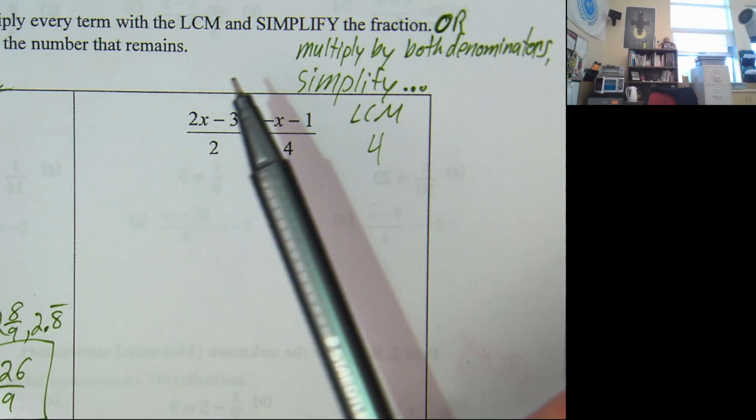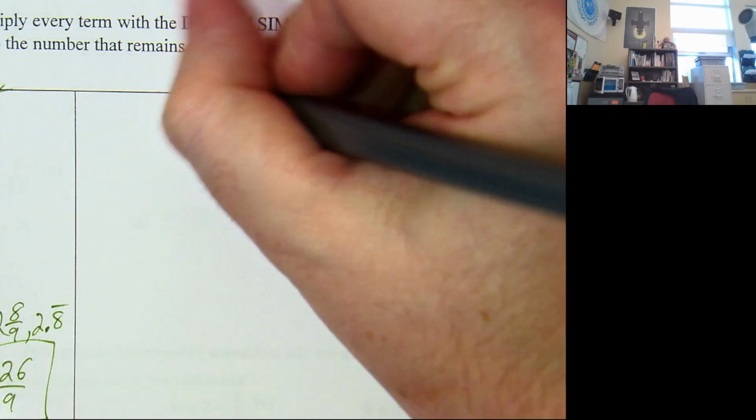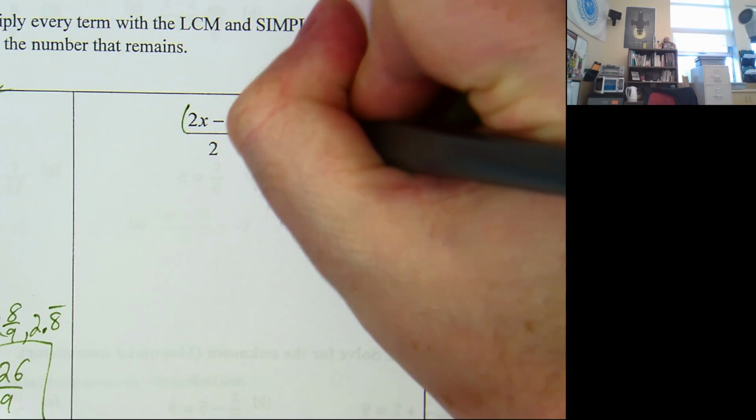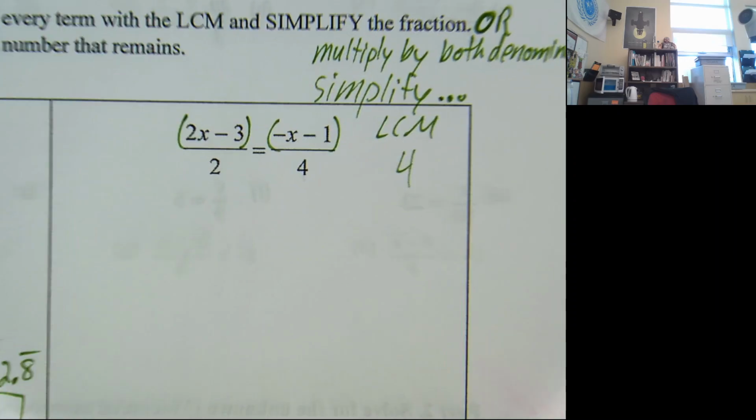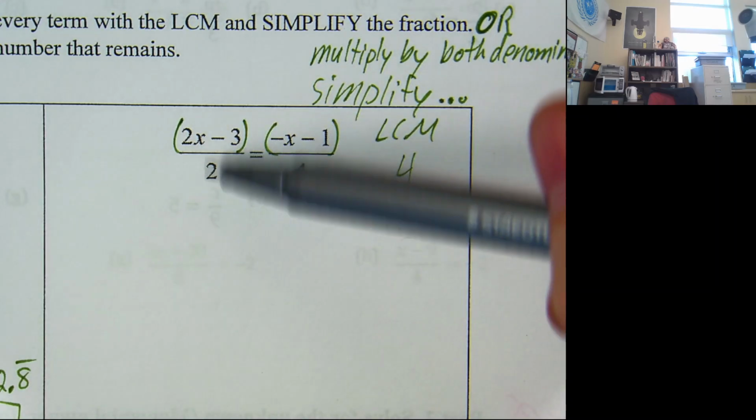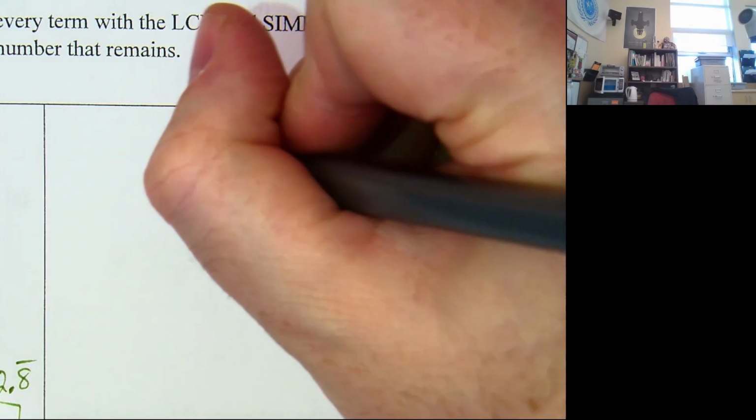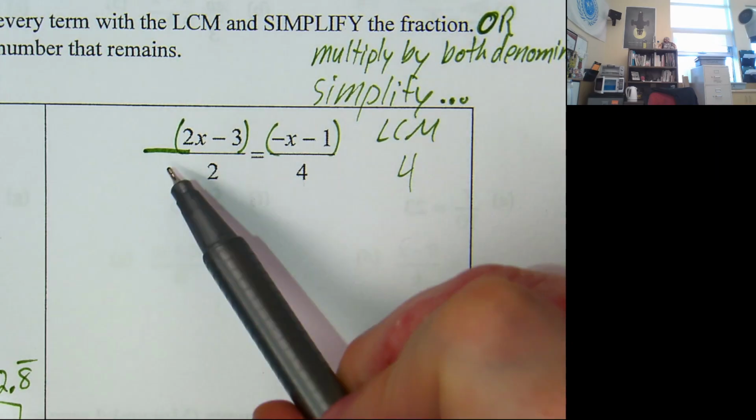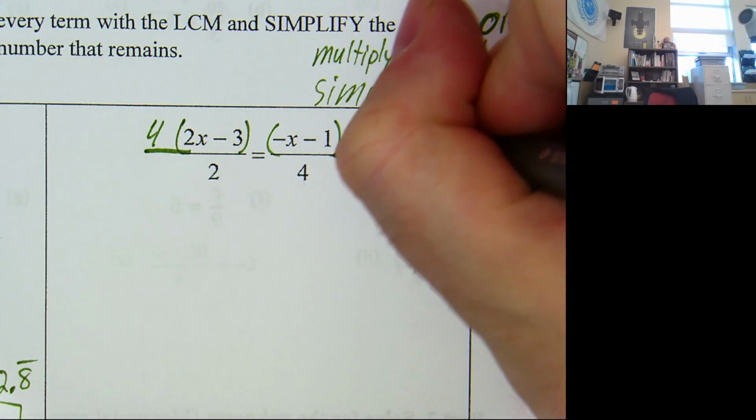So the instructions with the LCM say, multiply every term by the LCM. Okay, well, I've got those binomials in the numerator. So because of the way this thing is currently written, this big block is one term. So I'm going to multiply both sides by that LCM. I'm going to extend the line. I'm going to multiply this guy by 4. I'm going to extend the line. I'm going to multiply this guy by 4.